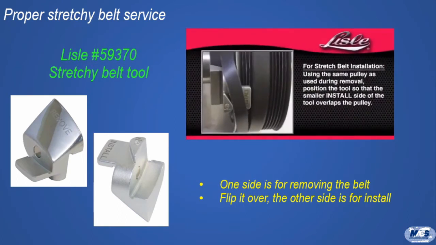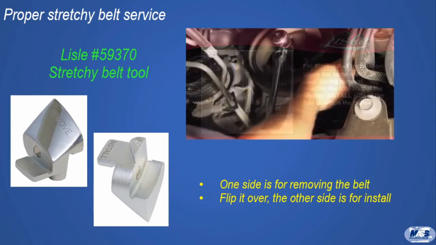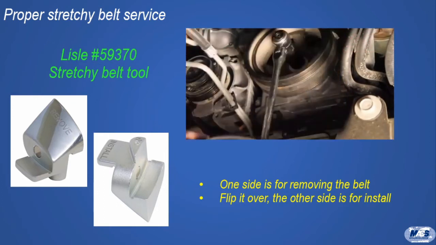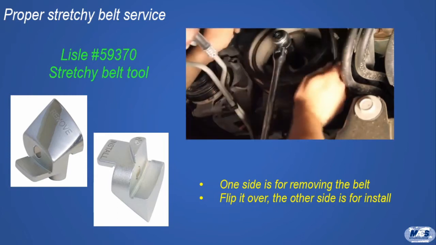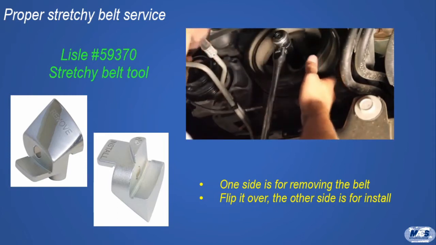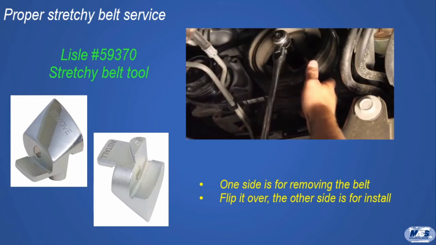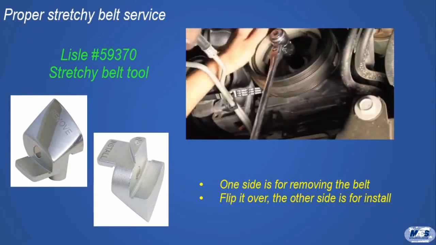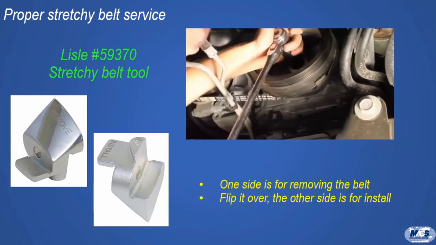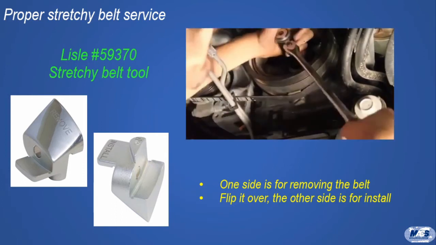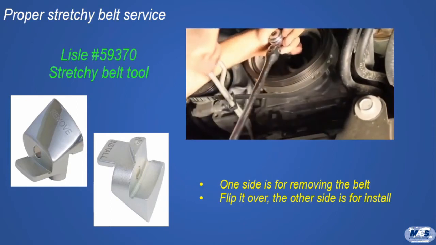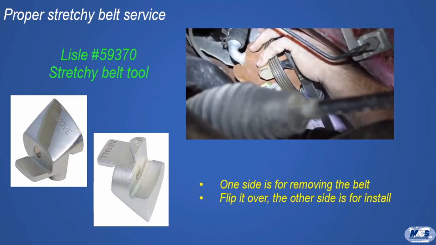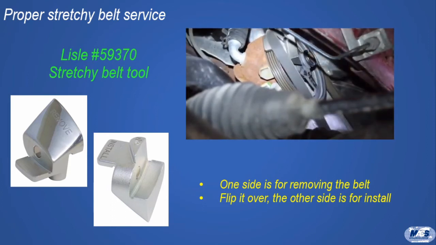When installing stretch belts, use the same pulley that was used during the removal. Position the tool so the smaller install side of the tool overlaps the pulley. Place the belt to be installed on the opposite pulley. Use a hand ratchet to turn the crankshaft in the direction that will rotate the pulley and tool with the tapered tab guiding the belt back onto the pulley. Once the belt is installed, make sure the belt ribs are aligned properly on the pulley.